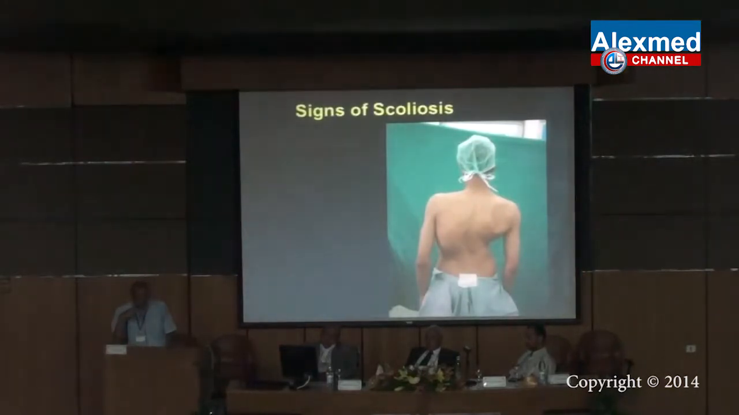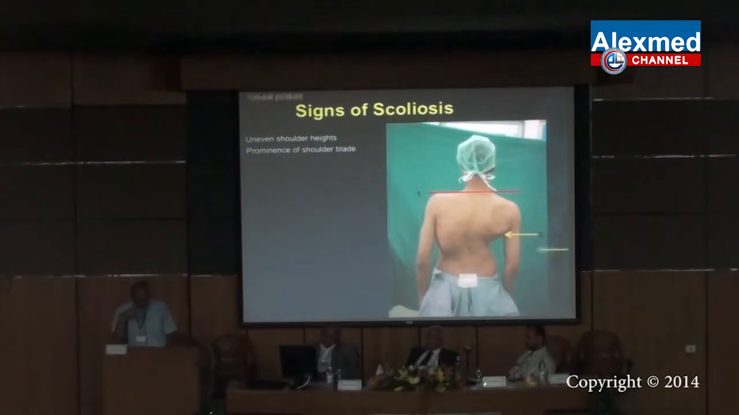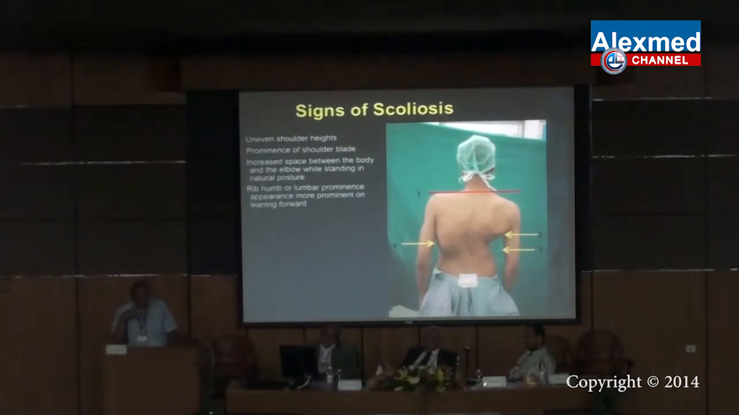To diagnose scoliosis, there are some signs: unleveled shoulders, the appearance of the scapula on the concave side, increased space between the body and the elbow while standing in neutral posture, and rib hump or lumbar prominence, with more prominence on leaning forward, like this patient.